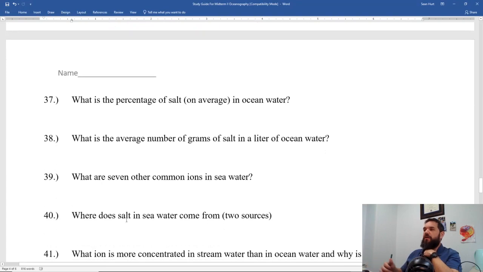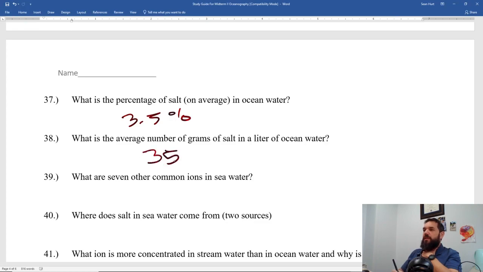What's the percentage of salt on average in the ocean water? It's 3.5%. The average number of grams of salt in a liter of water or a kg of water is 35 grams. Another way of thinking about this is 35 per mil. So know all those different ways of expressing the average concentration of sea salt in ocean water: 3.5%, 35 grams per kg of water, 35 grams per liter of water, 35 per mil. That's all the same thing, okay?